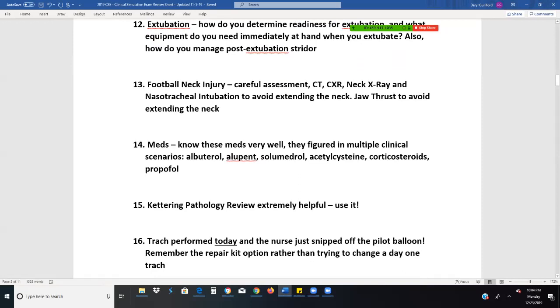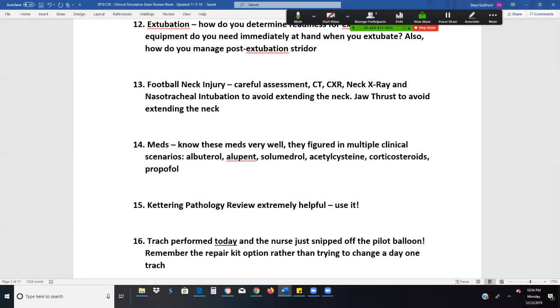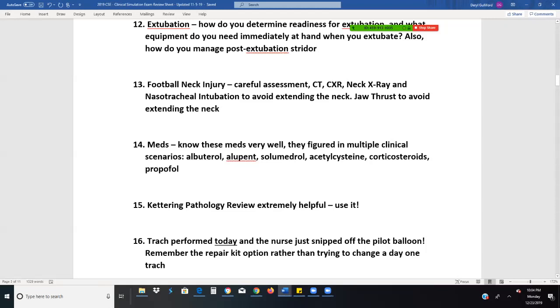Know these meds very well. Albuterol, Alupent, oh my goodness, that's a very old bronchodilator. It's metaproterenol, Alupent, but you need to recognize it. Solumedrol, the steroid, acetylcysteine, Mucomyst, corticosteroids, of course, like prednisone, and propofol for sedation.